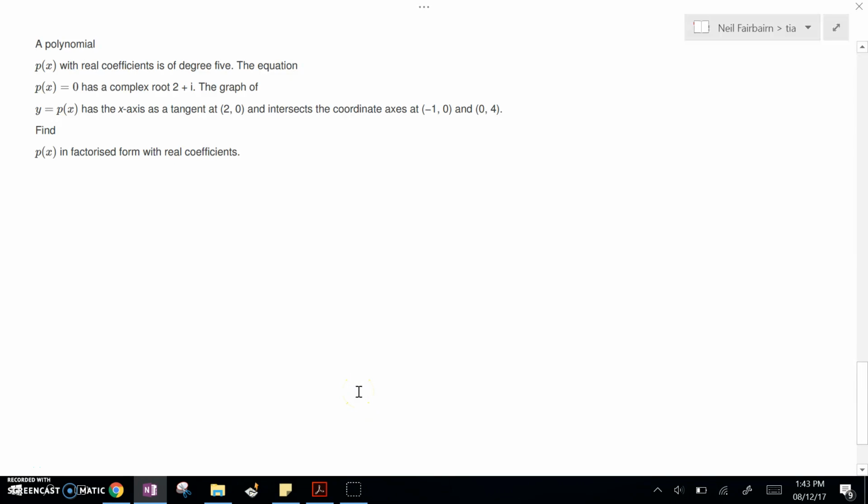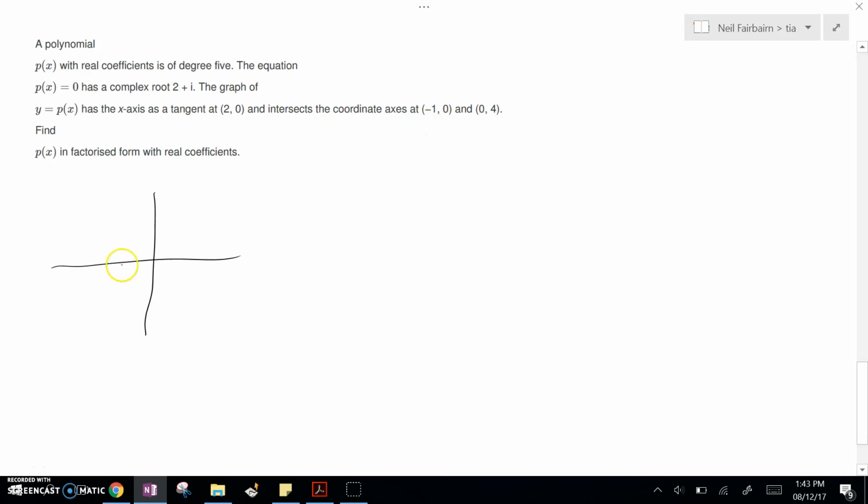Today we're looking at polynomial functions and their graphs. So I've got this particular question that is talking about a polynomial, we'll call it p of x, that is degree 5. Now it says that it has a root of 2 plus i. It also says it has a tangent at (2, 0), and it intersects the coordinate axis at (-1, 0) and (0, 4). So let's just try to get a little bit of a visual there.